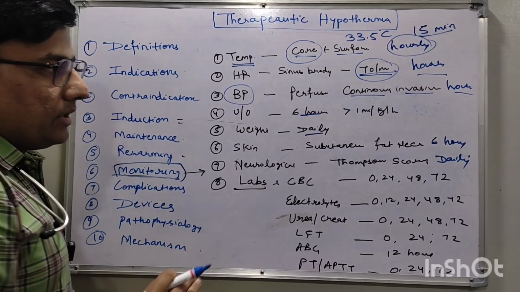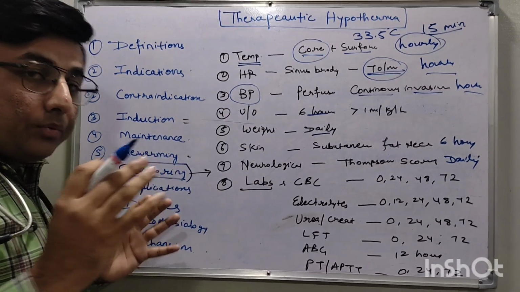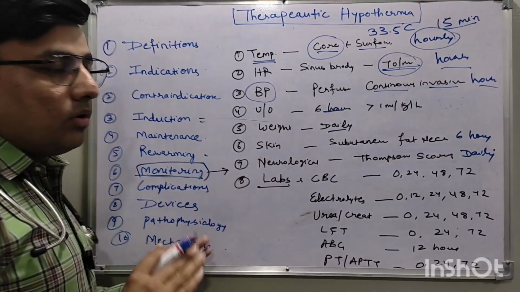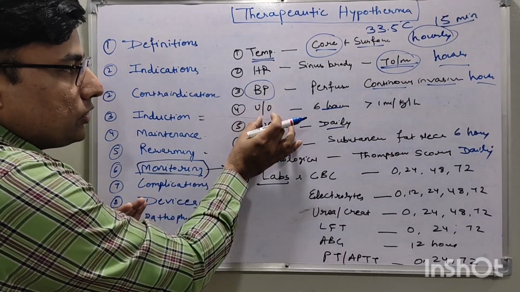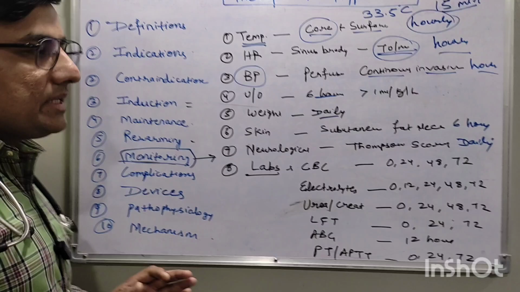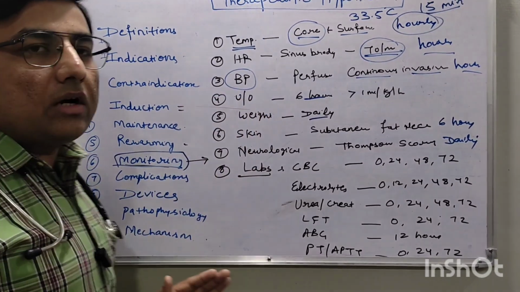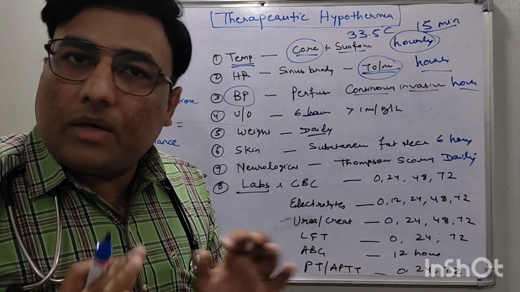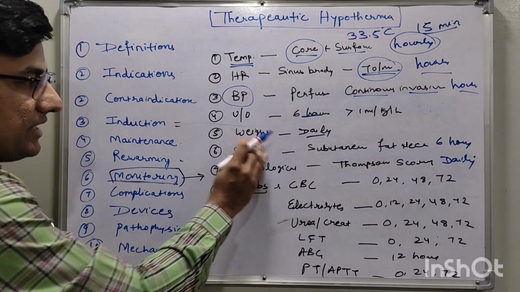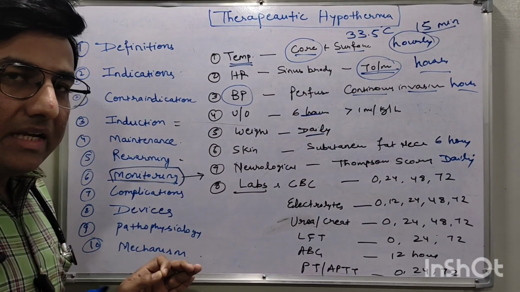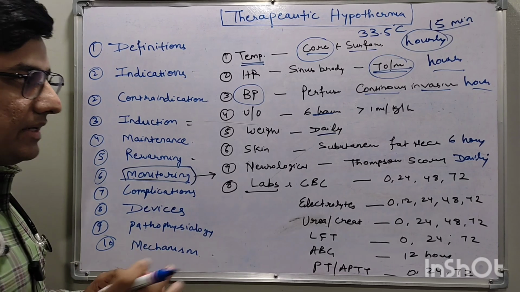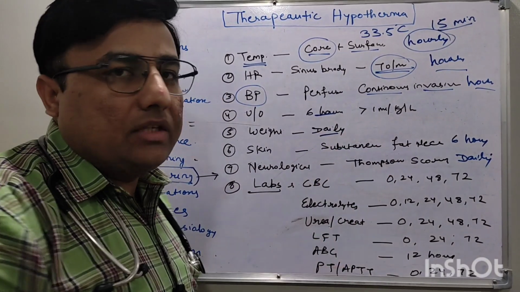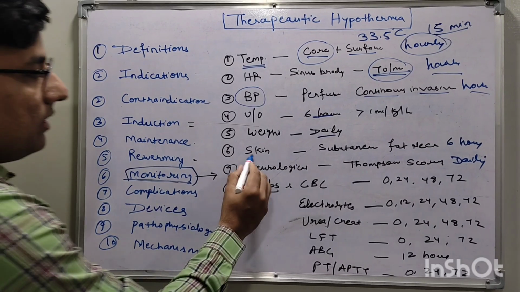Next is urine output. Therapeutic hypothermia can cause oliguria or anuria, or shock also can cause oliguria. So to assess for shock and renal function, we should monitor the urine output 6 hourly, and we should maintain urine output more than 1 ml per kg per hour. Next is weight. We should monitor daily, or sometimes if excessive weight gain is there, 12 hourly also, to assess the fluid balance for that baby.